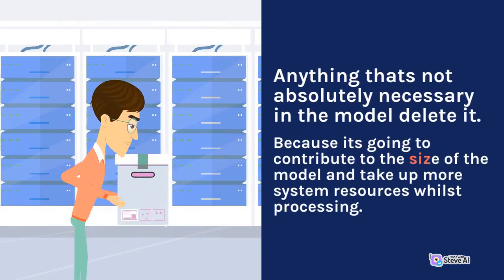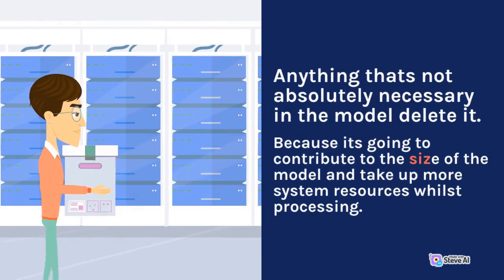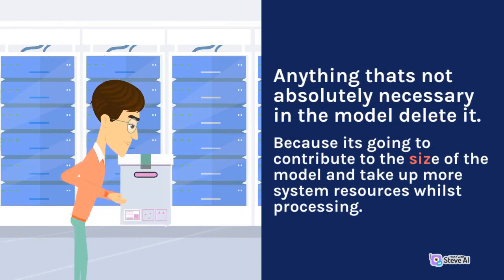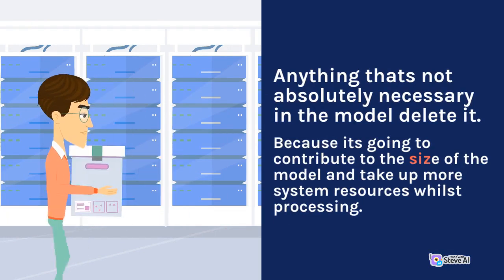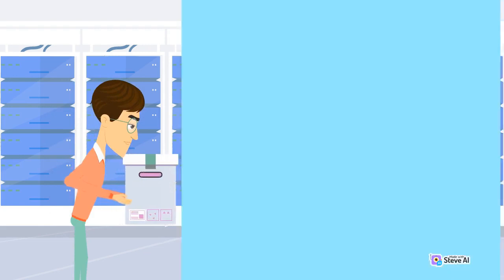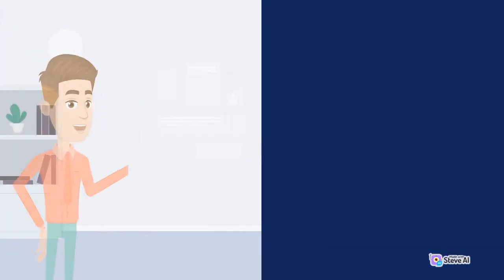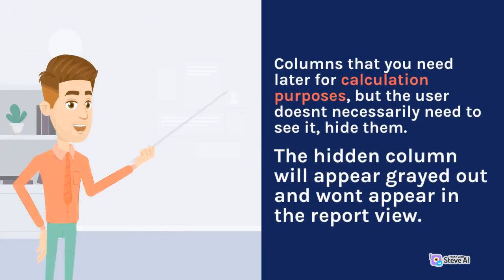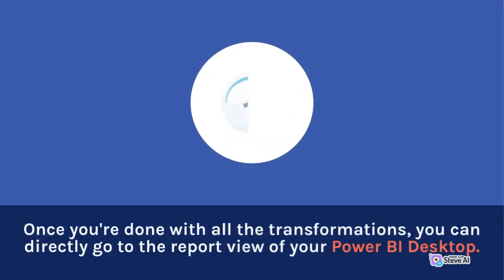Delete columns. Anything that's not absolutely necessary in the model, delete it, because it's going to contribute to the size of the model and take up more system resources whilst processing. Hide columns. Columns that you need later for calculation purposes, but the user doesn't necessarily need to see, hide them. The hidden column will appear grayed out and won't appear in the report view. Once you're done with all the transformations, you can directly go to the report view of your Power BI Desktop.